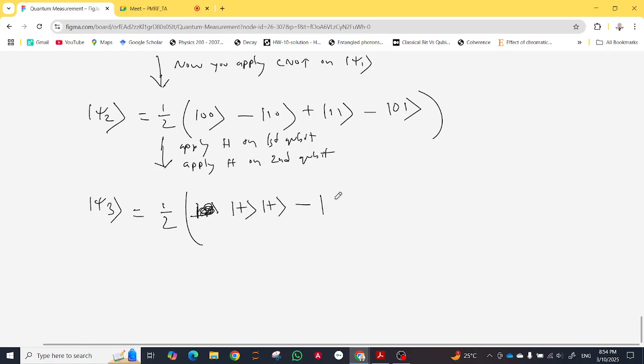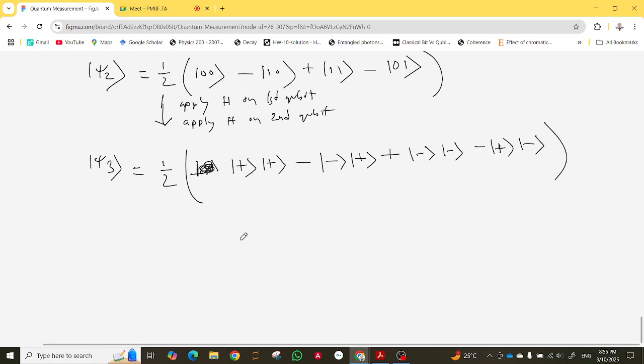The first qubit is 1, 1 will become minus and 0 will become plus. Plus, the first one is plus, so this will become minus. The second one is 1, so this will become minus. The first one is 0, 0 will become plus. The second one is 1, 1 will become minus. So this is your psi 3.